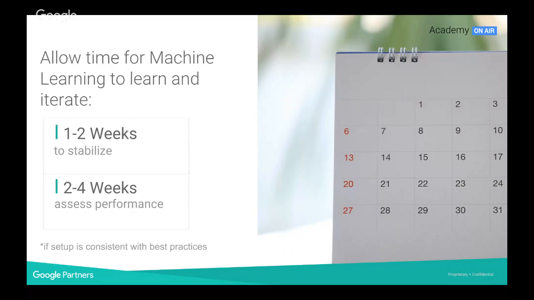Now, you see here, there's a teeny tiny caveat on this slide. It says, if setup is consistent with best practices. This is also important because if you pick a target CPA bid that's too low, or you give it a small budget, like maybe your budget is equal to the target CPA, this is not enough resource for it to learn properly. So you might see that learning hanging in there for over 4 weeks. If that's what's going on, then just revisit and make sure that the campaign is set up in line with best practices. And finally, just be confident. If it is set up with best practices, it's going to learn very quickly. That's what we see with any customers that we work with on smart display campaigns.